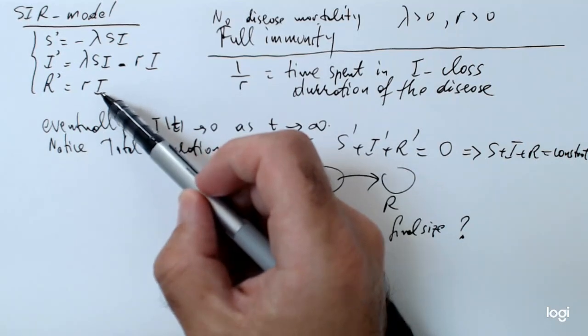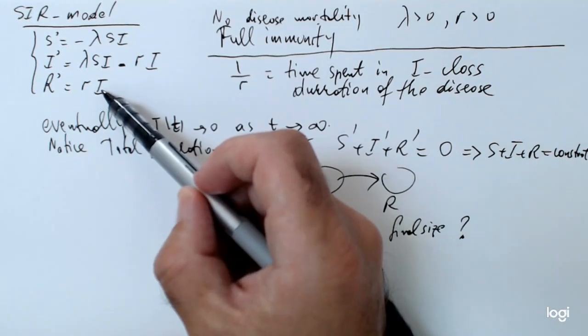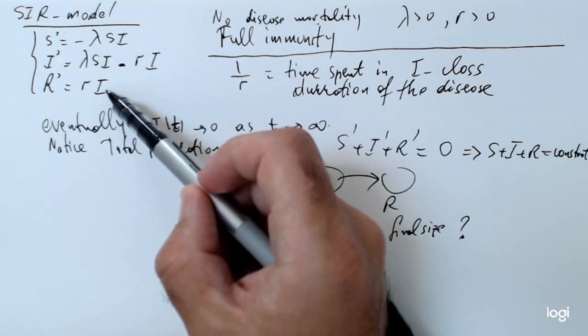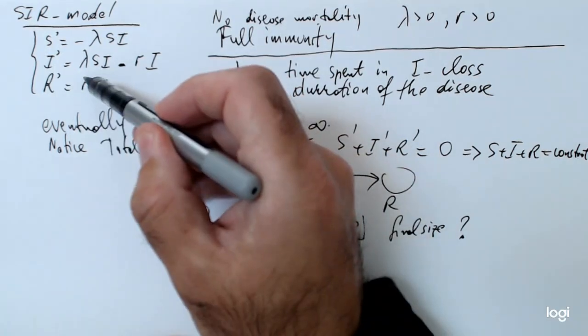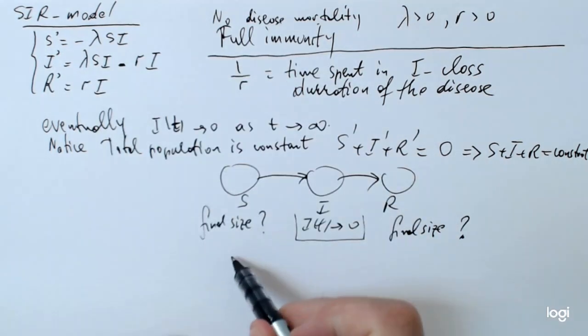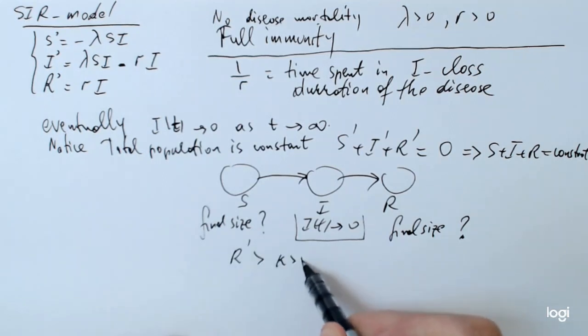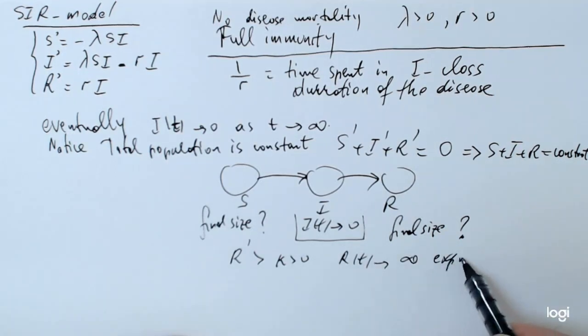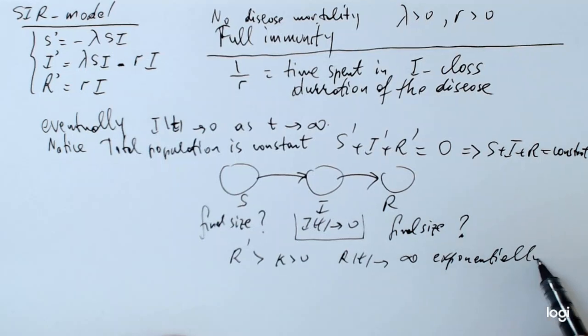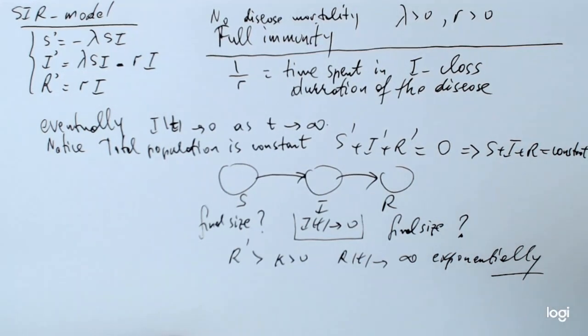For example, if it wasn't the case that I of t goes to 0, if I of t always remains strictly positive, so let's say it's always greater than some positive constant, basically you would say that R prime is always greater than some strictly positive constant. That would mean R of t goes to infinity exponentially. If you were to integrate this, that means you have an indefinite growth of R. And we know that's not possible because we have a constant total population.